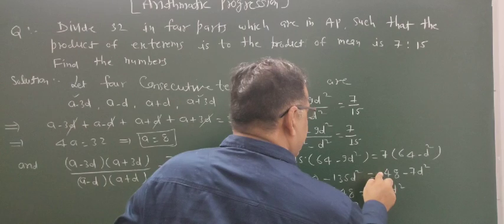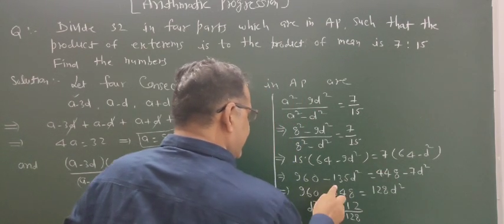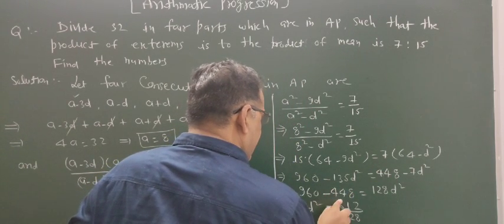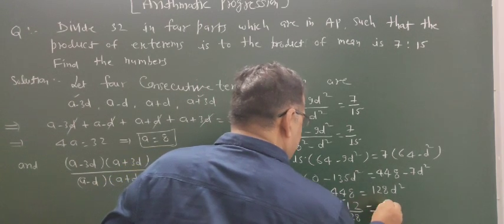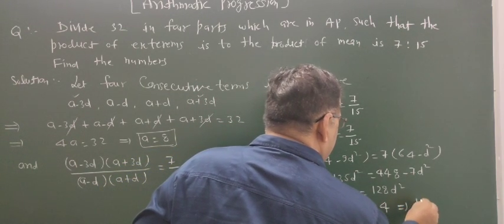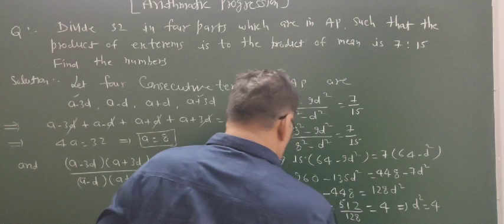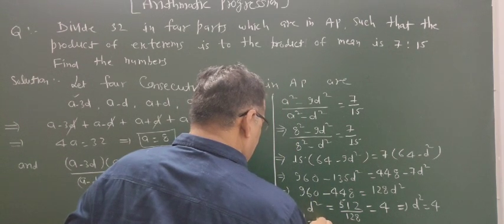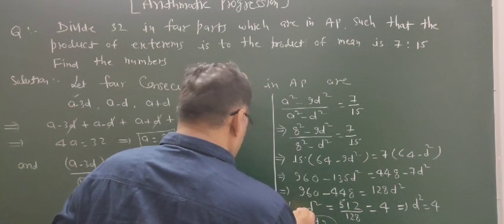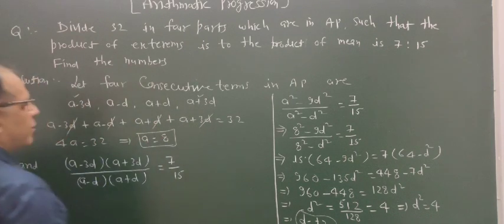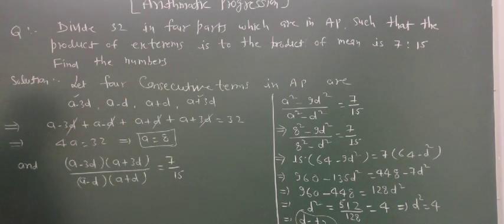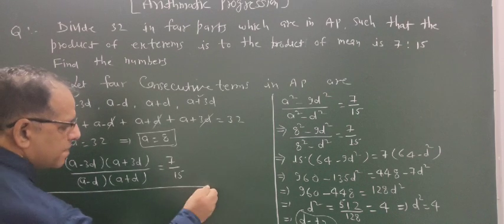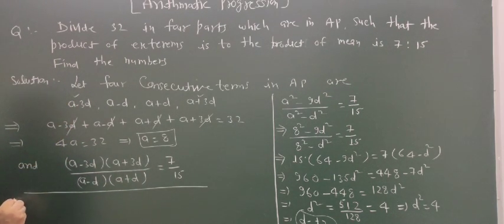The value of 960 minus 448 is 512. So now we have d square equal to 4. So finally we have d equal to plus or minus 2. So according to our question, we have two values of d and one value of a.